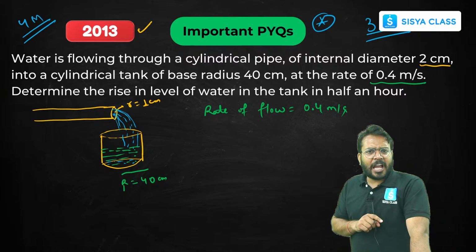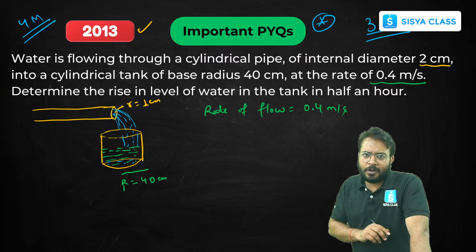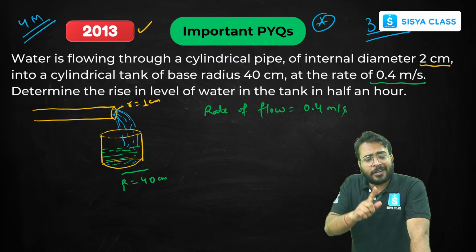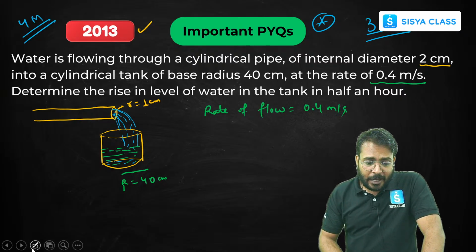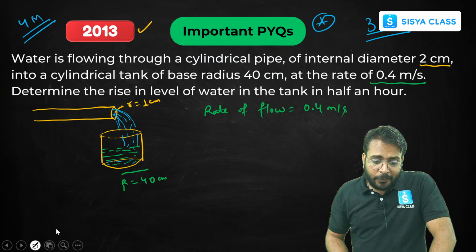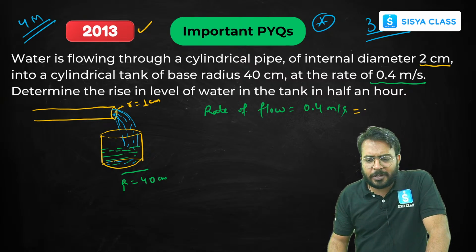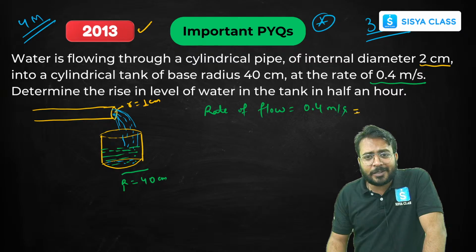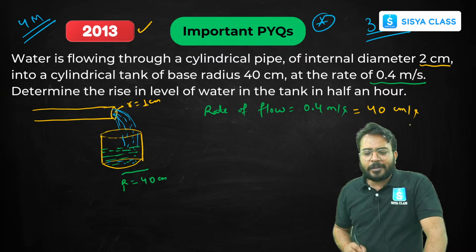All the dimensions have been given in centimeters, but the rate is given in meters. What should I do, beta? Take your units the same way. Your units should be the same, beta. So either you have to convert everything to meters, or convert everything to centimeters. It is easy for me to convert to centimeters. So 0.4 meter per second is going to be 40 centimeters per second. All right, this is the speed.